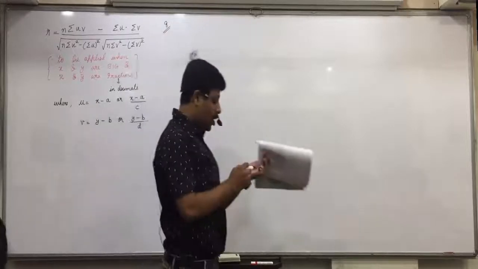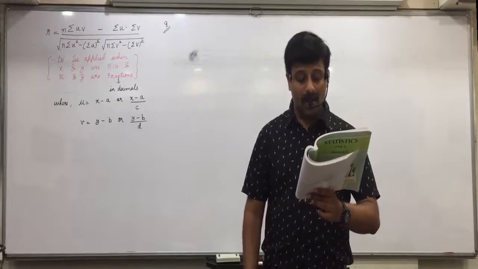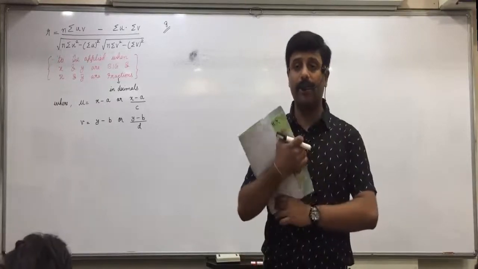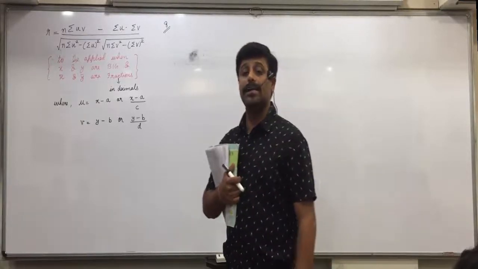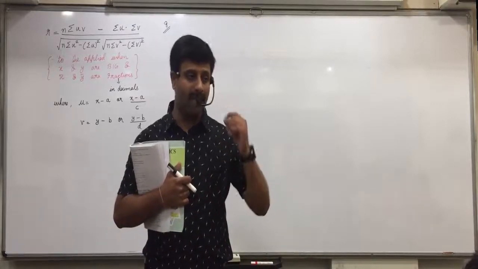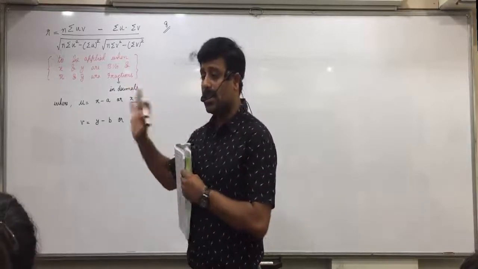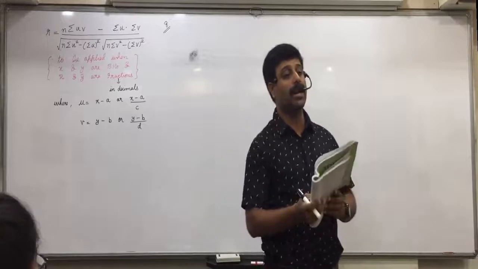Are the values big or small? Big. All the values are more than 20, so they are big. Question number 8: the very first thing we have to do when the values are big is find x bar and y bar. Then only will we conclude whether we have to use the fifth formula or the sixth formula.